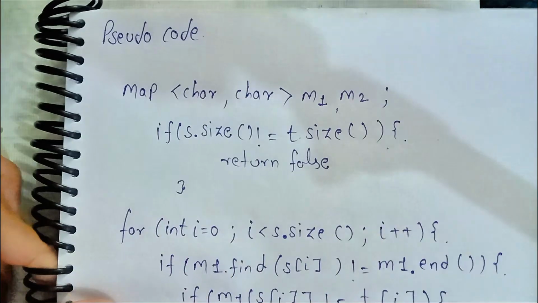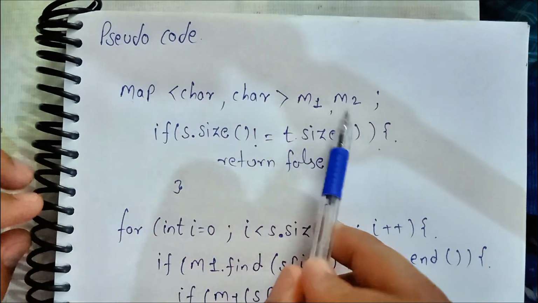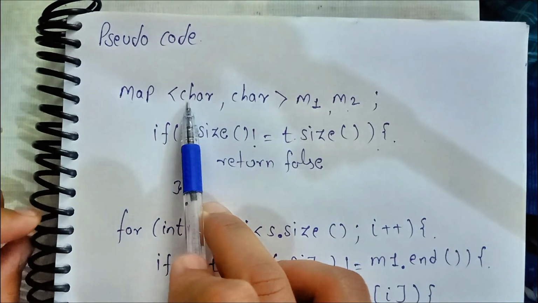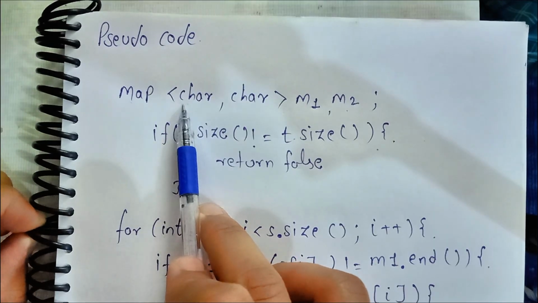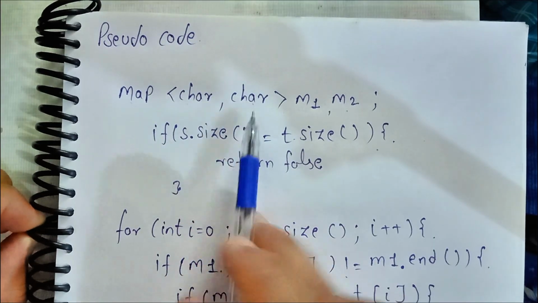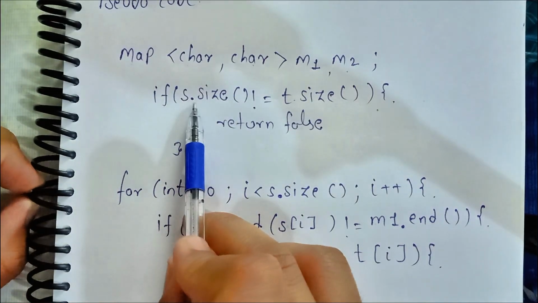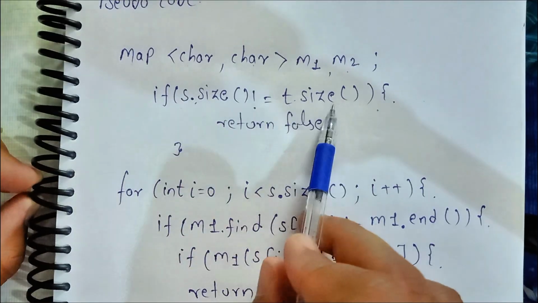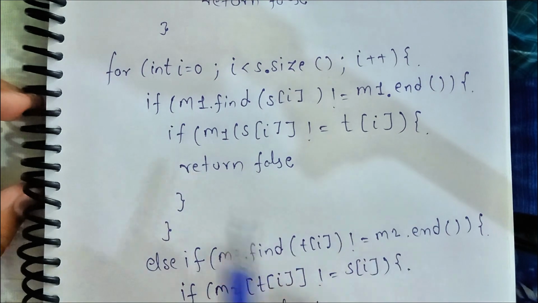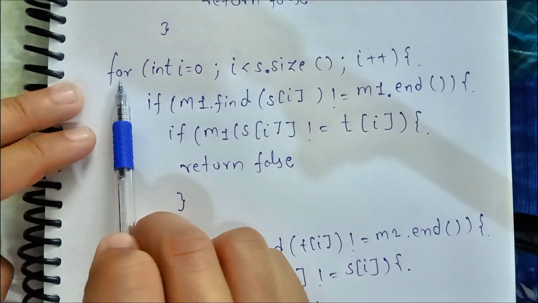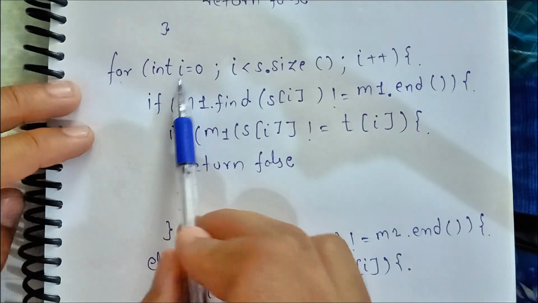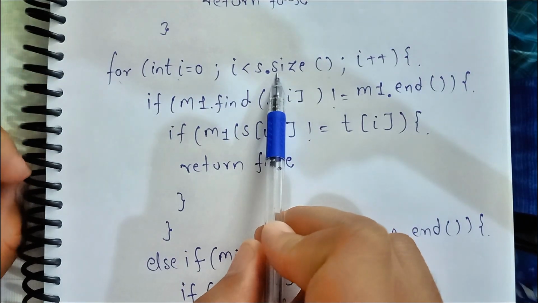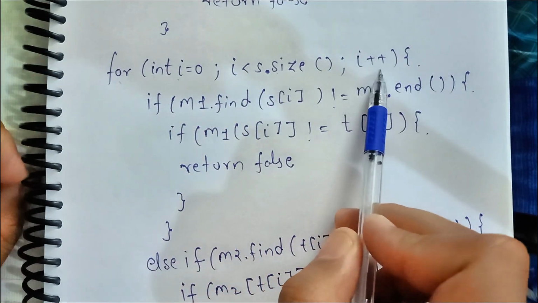So talking about the pseudocode of this problem, first we will take two maps, m1 and m2. Here we will assign the string s characters to string t characters. First we will check the length of string s with string t. If the lengths are not equal, then we will return false. So talking about the condition, first we will use a for loop which starts from i equals 0 up to the string length, and we will increment the value of i.